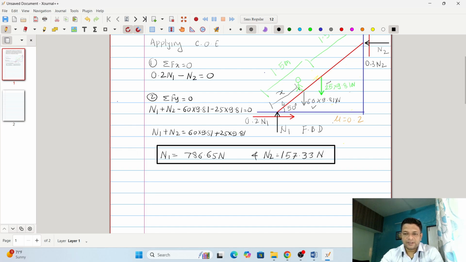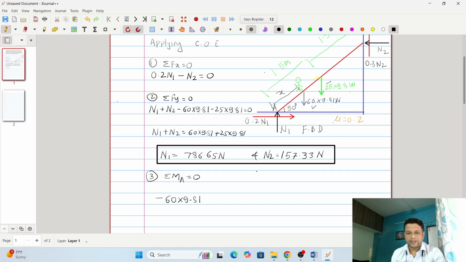We need to calculate the distance traveled by this person before the slipping starts. For that, we should apply the third condition of equilibrium, that is summation of moment at this point A equal to 0. Now for this, N1 and 0.2 N1, these two are passing through point A, so their moment becomes 0, right? Because the line of action of these two is passing through A. Next force is 60. Now this weight force will rotate in a clockwise direction, so this is minus 60 into 9.81.